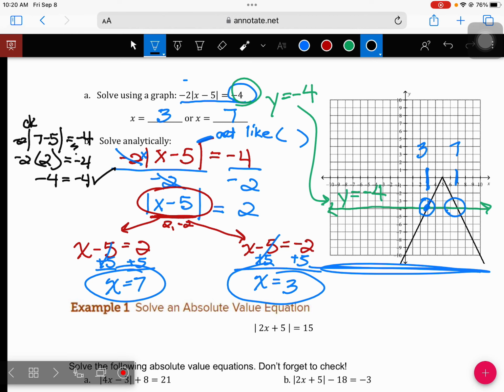We do the same thing for positive 3. Negative 2 times absolute value of 3 minus 5, absolute value, equals negative 4. What is 3 minus 5?